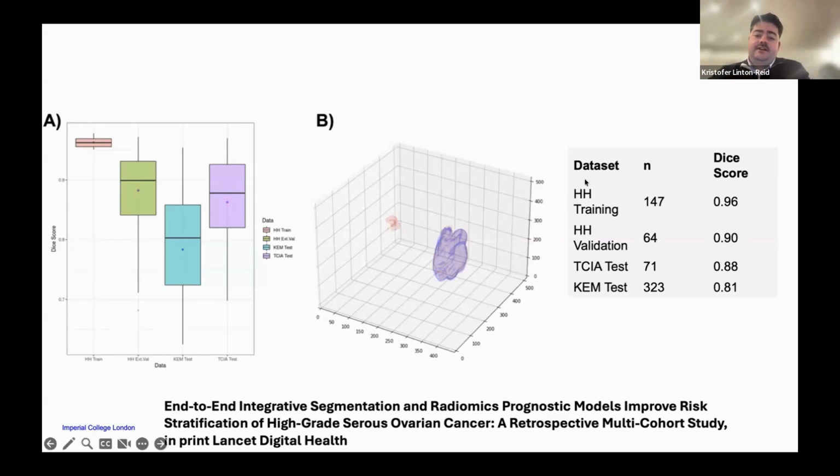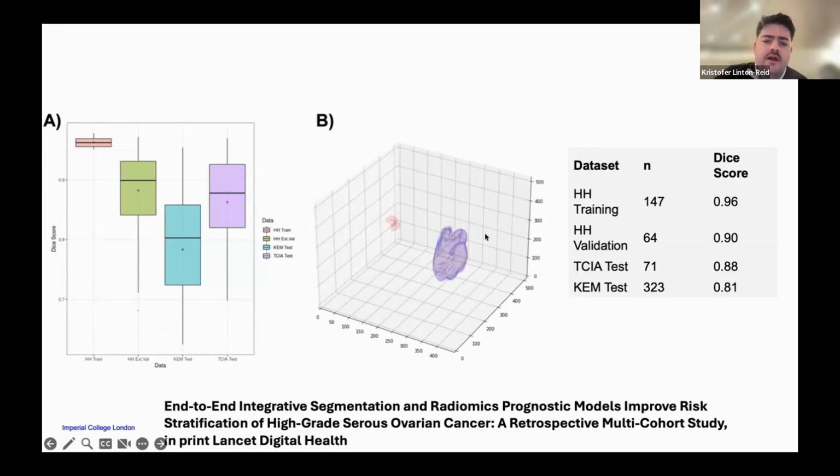You can see on the right-hand side the number of datasets that we're working with. So we had the Hammersmith Hospital dataset for training and validation, TCIA, the Cancer Imaging Archive, which is a great resource. We had some external test data from there, and we also had an additional external test set from Essen. The Dice scores generally performed pretty well, with the lowest being 0.81.